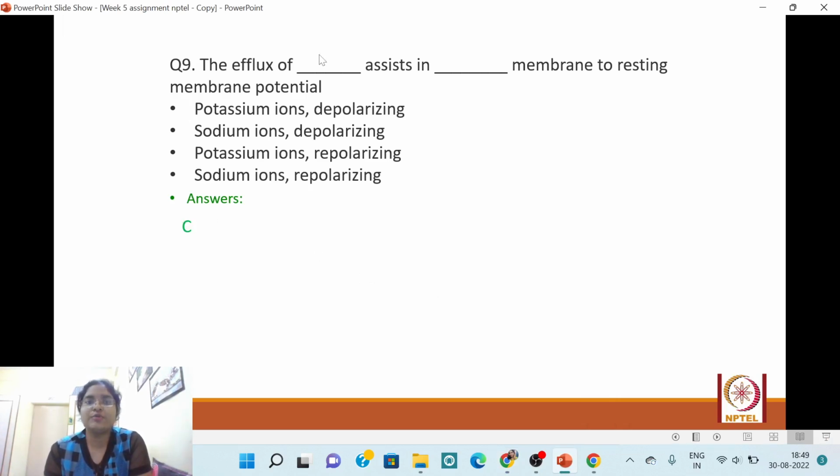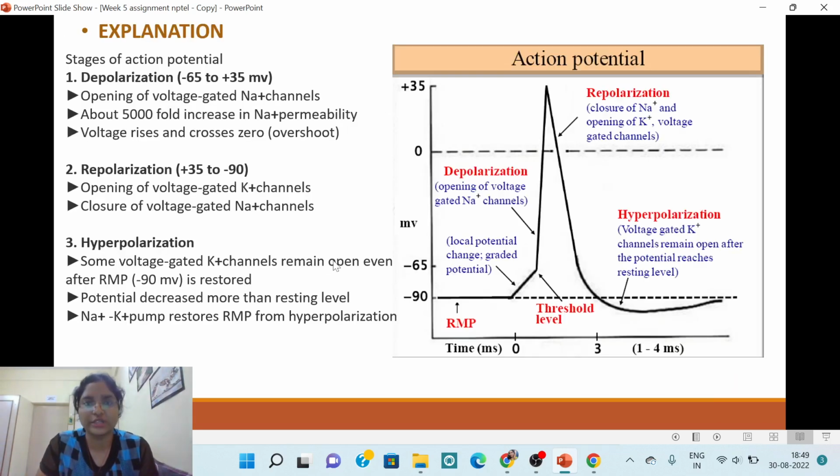The efflux of potassium ions assists in repolarizing the membrane to resting membrane potential. Right. I've already discussed this answer when I was explaining the figure of the ATPase pump. I guess most of you didn't listen or didn't understand it. It's okay. We'll discuss this again. So the few steps of action potential are: first the membrane potential, then the depolarization, then the repolarization, and then the hyperpolarization.